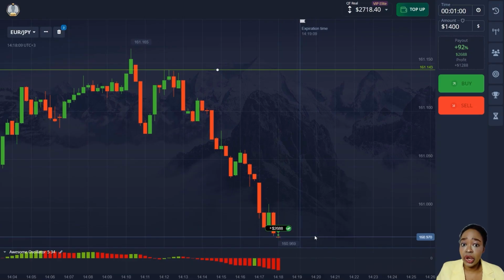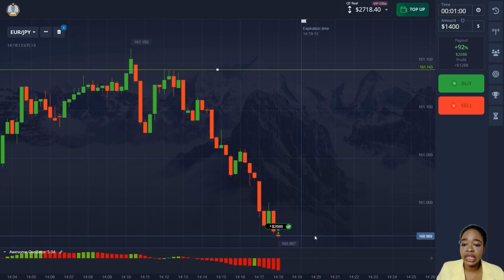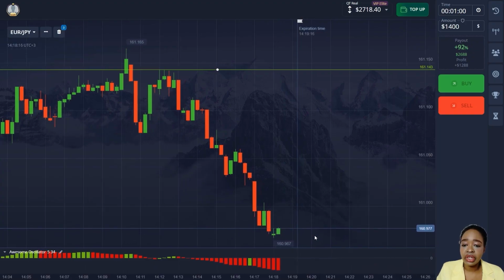Well, friends, this is quite good. You can see the price continue to move down, and here I got a very good profit. Now you can see that I have almost $3,000 in my deposit. I'm confidently approaching my trading goal. Let me find more situations.